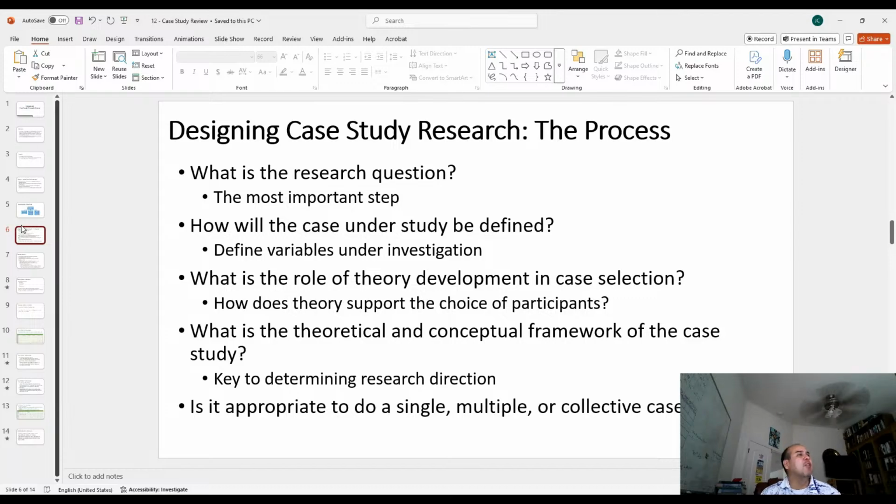Okay. And it is also appropriate to do a single, multiple, or collective case study. So a single, maybe, if we're looking at the K-12 example, maybe one school. Multiple, maybe like a school district. And collective may be the county schools, all the schools within the county, or something of that nature.